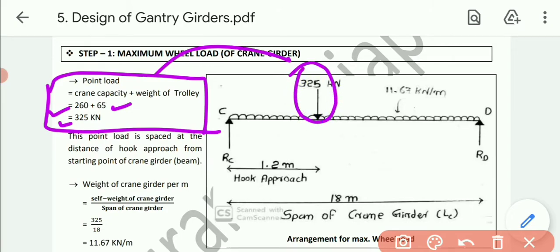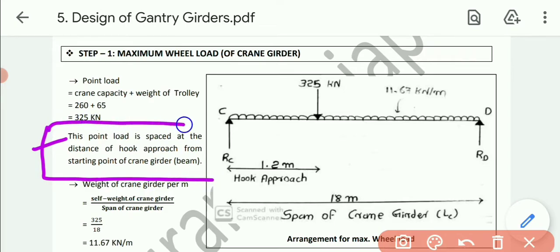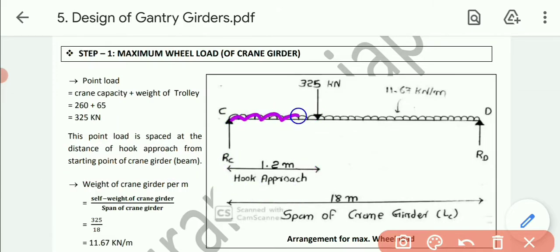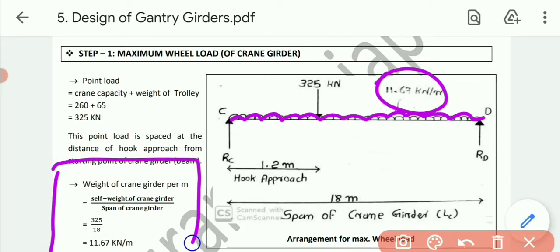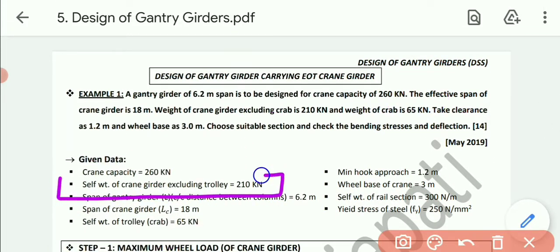Now it acts at the distance of hook approach, which is given to us in the data, that is 1.2. This point load is placed at the distance of hook approach from the starting point of the crane girder, means it is acting over here at the distance of hook approach. Now we need to calculate the self weight also, this UDL load. So weight of the crane girder per meter: the formula will be self weight of the crane girder divided by span of crane girder. Self weight is given to us in the data, that is 210 kilonewton, you can see over here.